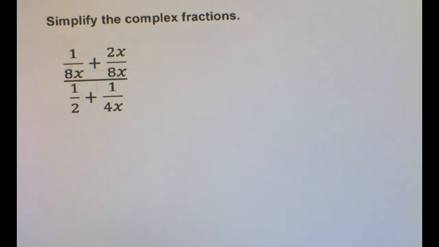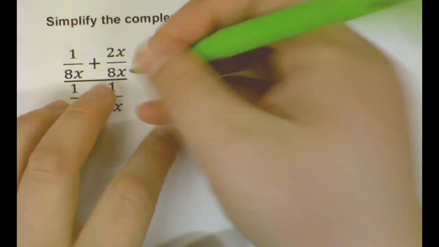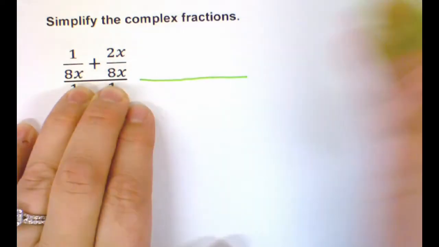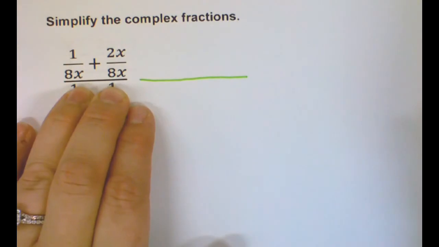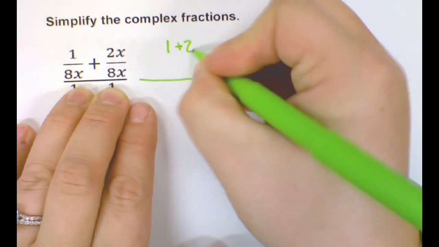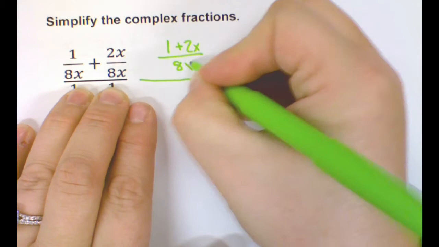Now we're getting wonky. We have a complex fraction. Fractions within fractions within fractions within fractions. For a complex fraction, simplify the numerator first and the denominator on their own. So my numerator, 1 over 8x plus 2x over 8x. Well, they already have the same denominator. So I make it 1 plus 2x over 8x.